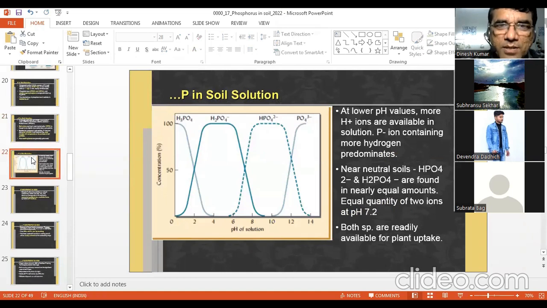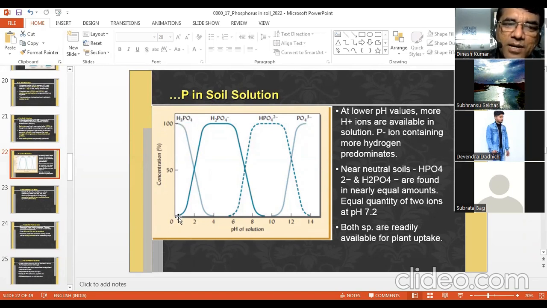Now we will discuss this picture. At lower pH values, more hydrogen ions are available in solution. You can see this very interesting picture. On the x-axis is the pH of the solution, starting from 0, 1, 2, up to 14. And you can see the phosphate forms. On the y-axis is the concentration, as a percentage among these four. Suppose you make the total 100 units. Out of 100 units, what proportion is there for each form, for example H3PO4?